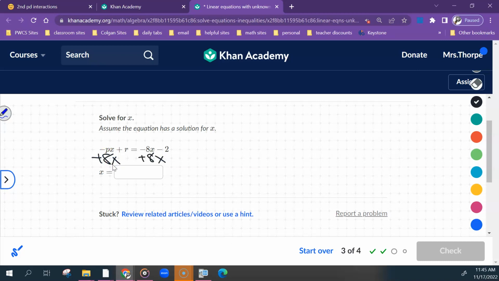So if I move 8x over, I would be getting rid of the r to move it to the other side. So it would look like negative px plus 8x equals negative 2 minus r.